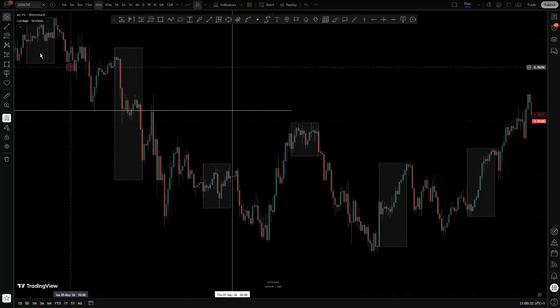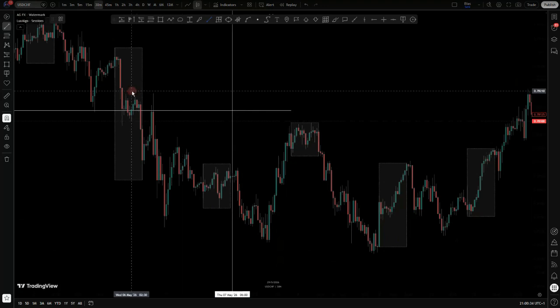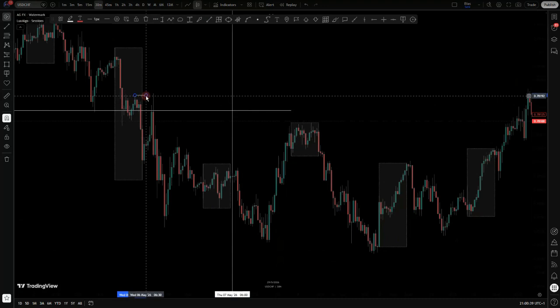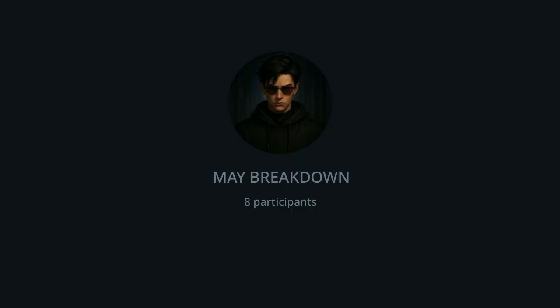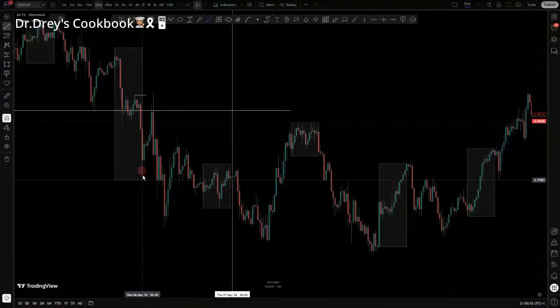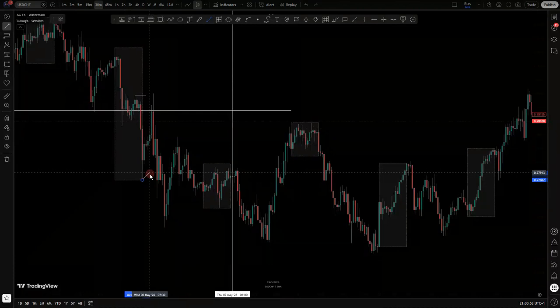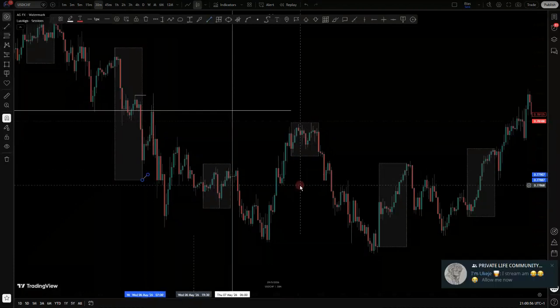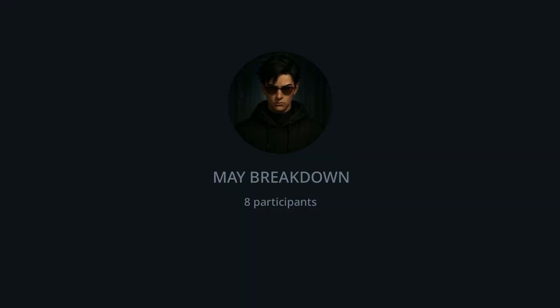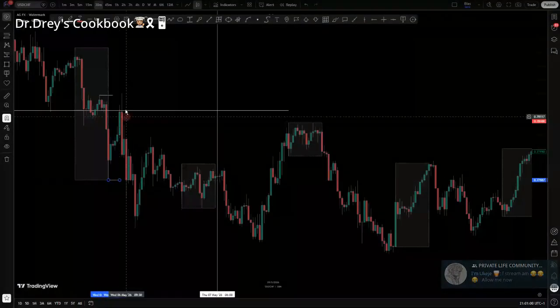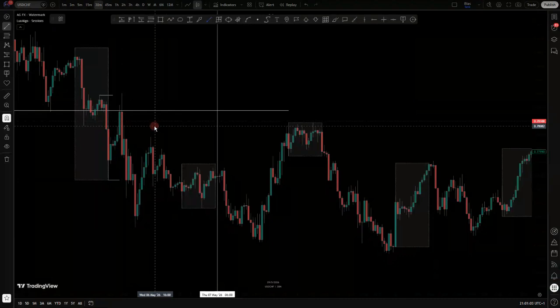Remember, this was the last place where we had a missed entry. Sweep of this liquidity, which was followed by a break of this particular structure here. So this is my range. So I want to trade within this point. So where's my liquidity now? This has become my liquidity.